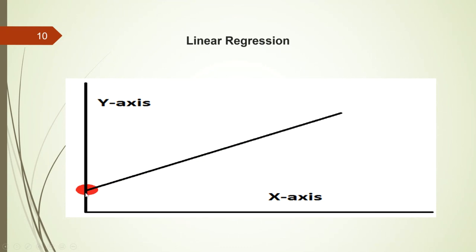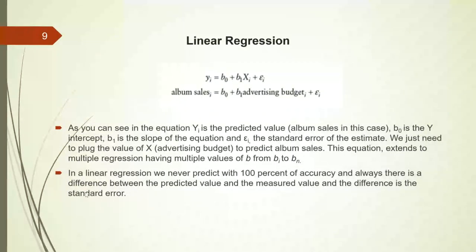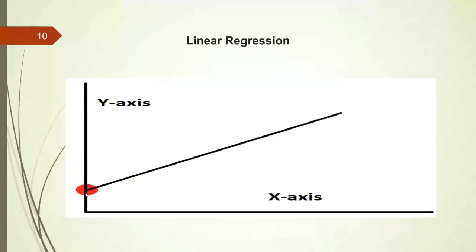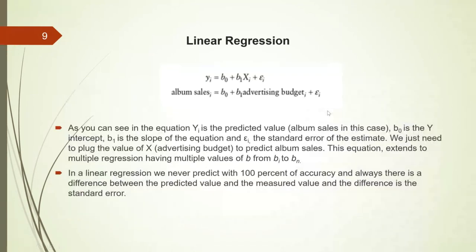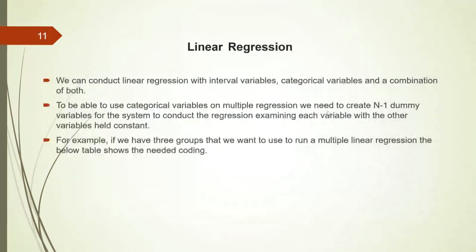this red point right here is the y-intercept. That's the B0 in this equation. B0 is the y-intercept. And then you plug in the values of X from the left to the right. Once you put in the values of X, the slope is going up. That's what they mean by B1, the slope. And then we don't use E, although it is in the equation. It is in the linear regression analytical test.